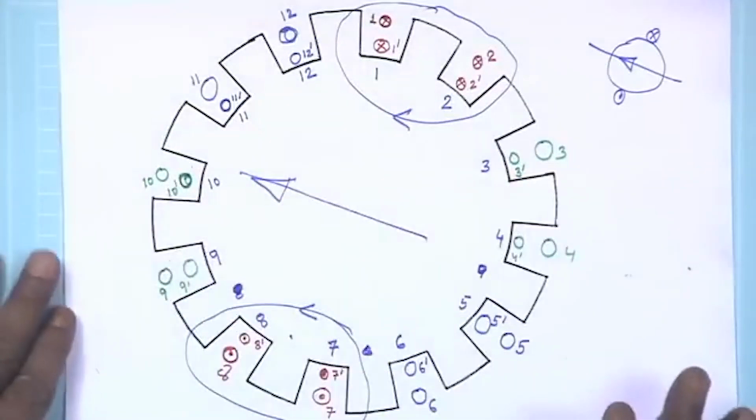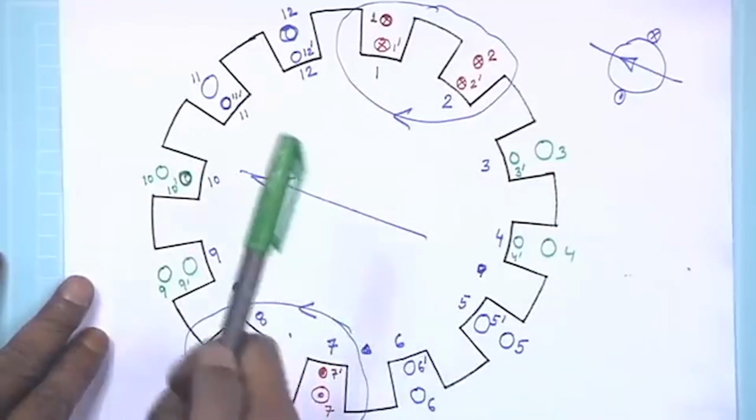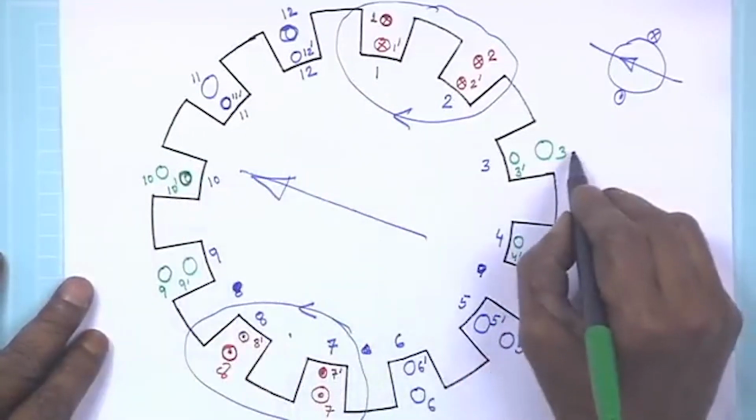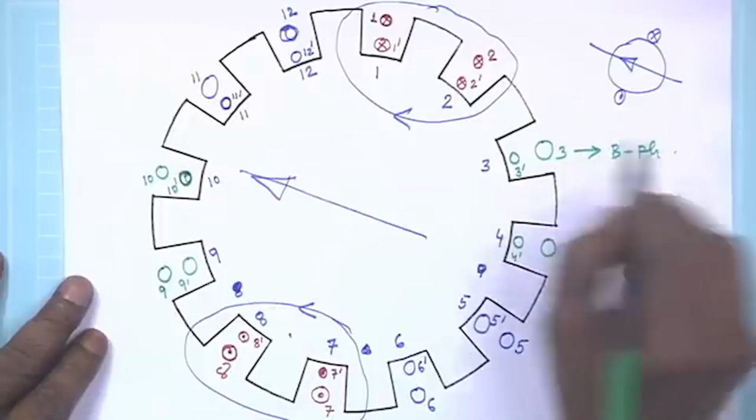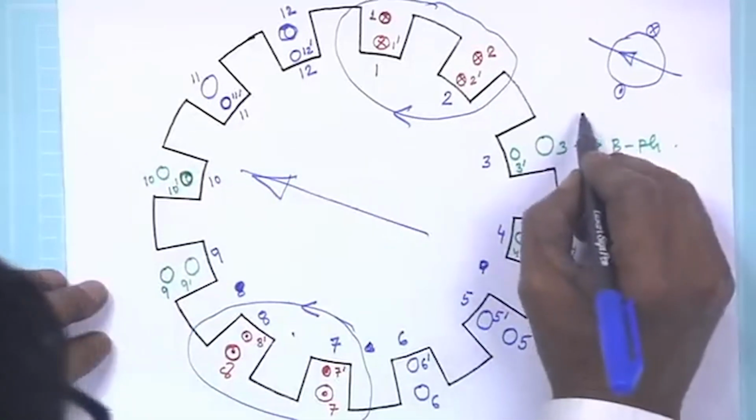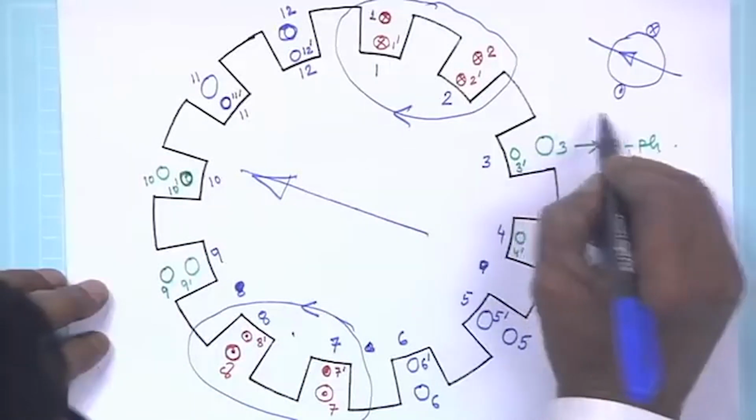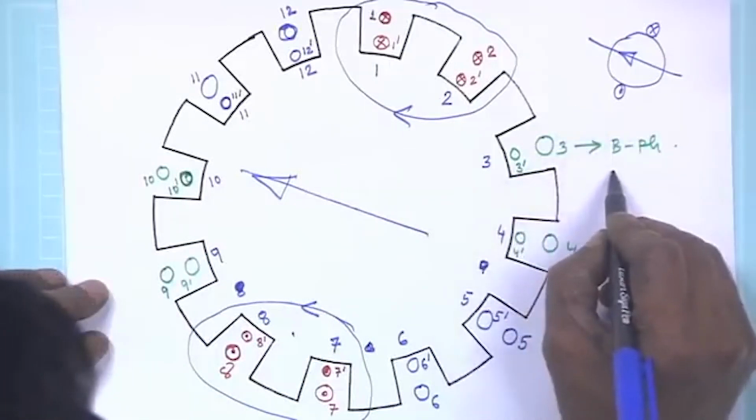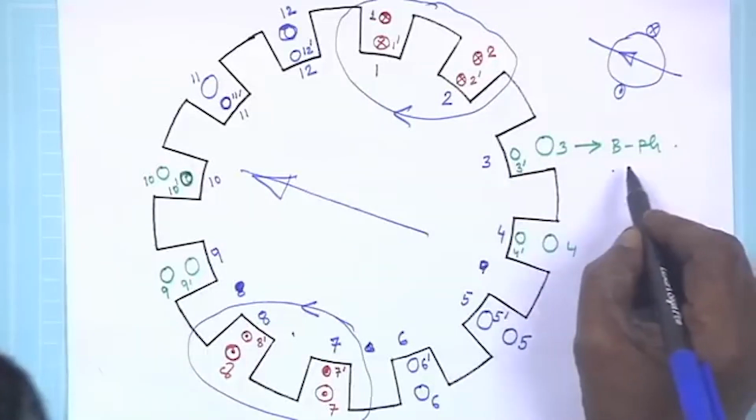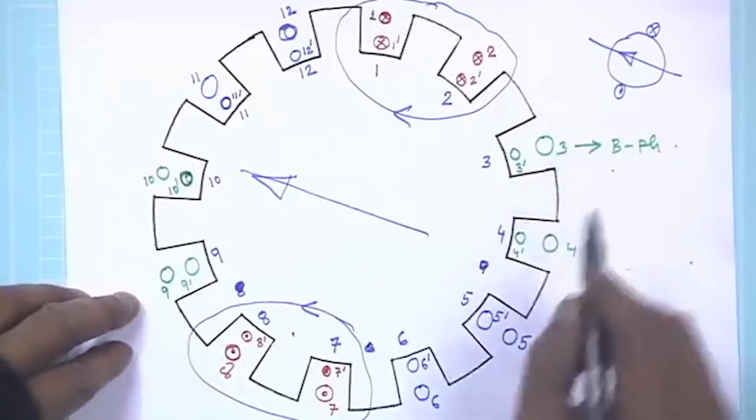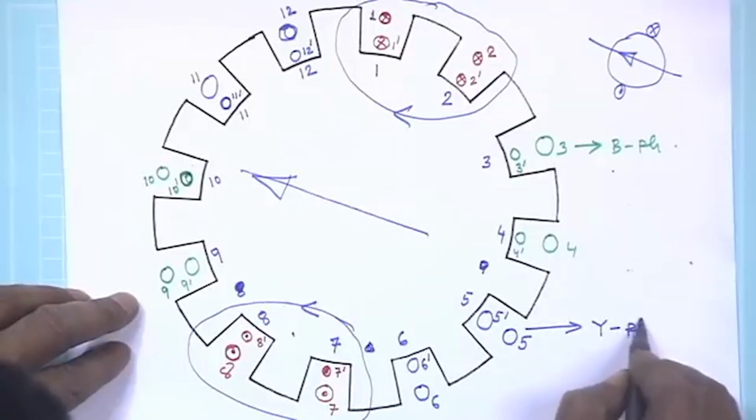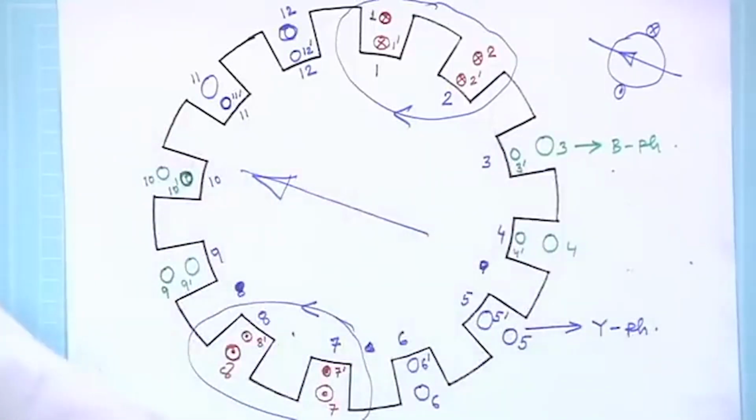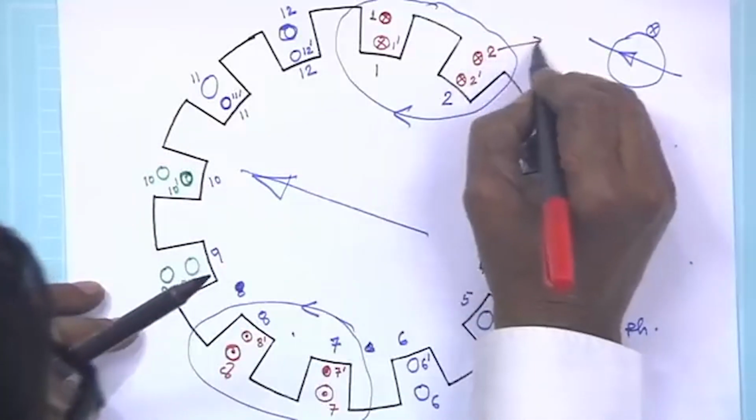And you see everything is fine. Now, the winding is complete. Therefore, you see, as I was telling you, this green color is the B phase, and blue color is your Y phase, and red color is the R phase.